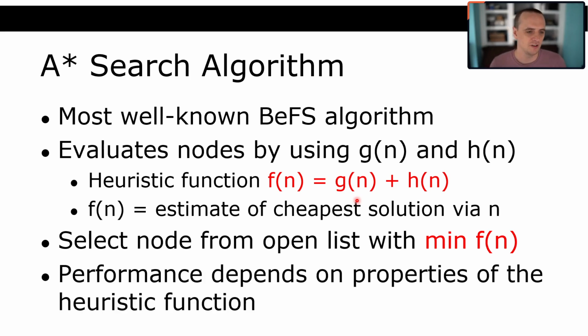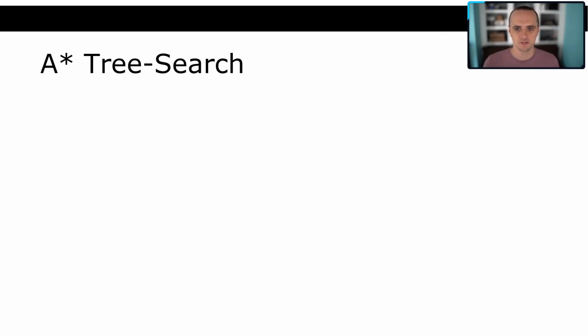The performance of the A star search algorithm depends on the heuristic function. So A star with tree search. Remember we had tree search and graph search? Tree search is when we do not have a closed list, we just have the open list, and graph search was when we have a closed list. So this is the A star search algorithm in its form where it does not use a closed list, so it can search repeated states.